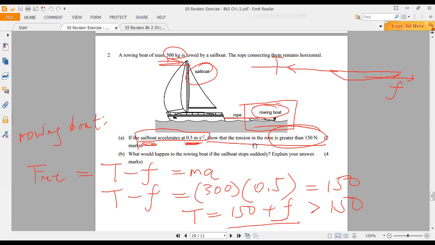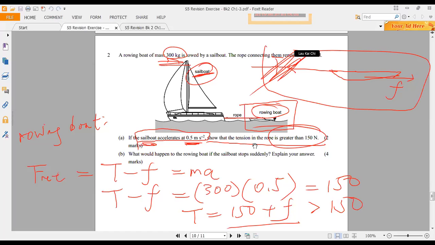Now, so that's how we handle part A. And part B, what will happen if the sailing boat, a rolling boat, if the sailboat stops suddenly? Now, if the sailboat stops suddenly, the rope would have no tension anymore. So what will happen if there's no tension? You will just check with the free-body diagram here.